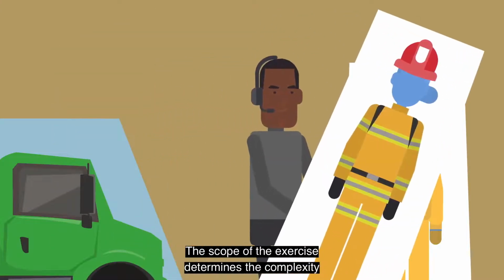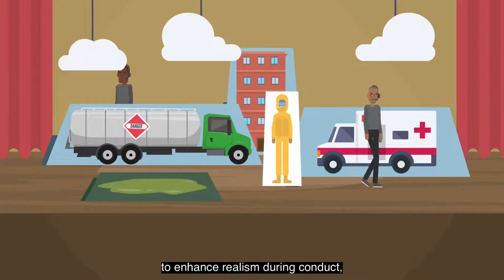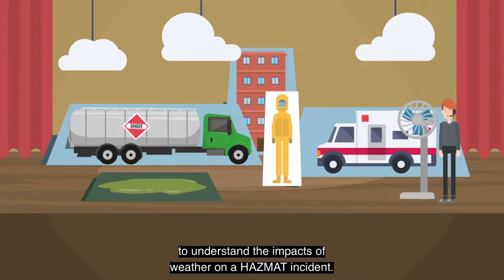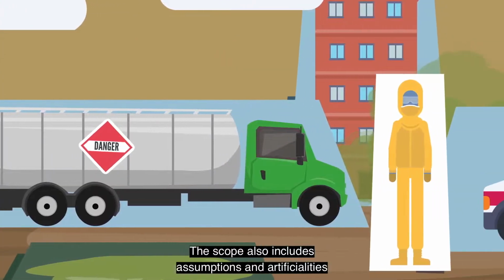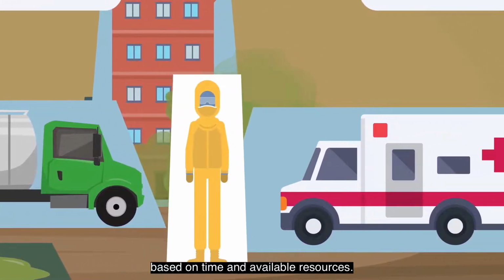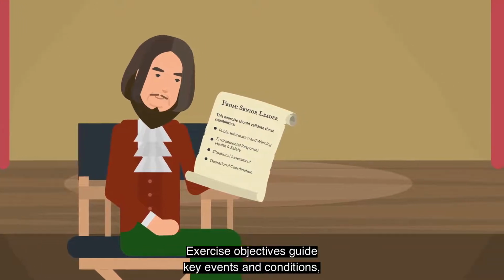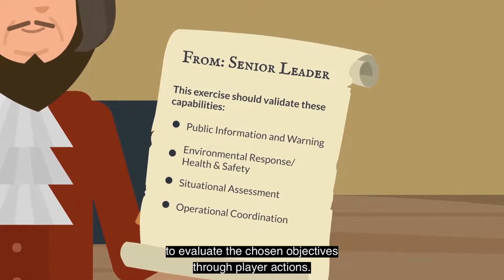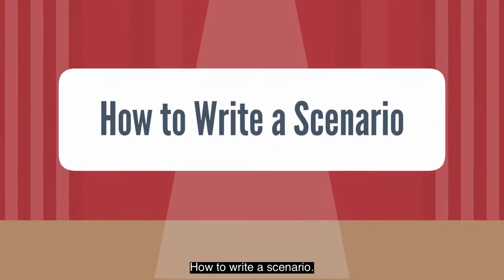The scope of the exercise determines the complexity of the scenario and what elements may be needed to enhance realism during conduct, such as weather modeling to understand the impacts of weather on a hazmat incident. The scope also includes assumptions and artificialities that allow exercises to be conducted based on time and available resources. Exercise objectives guide key events and conditions, allowing the scenario to provide an opportunity to evaluate the chosen objectives through player actions.